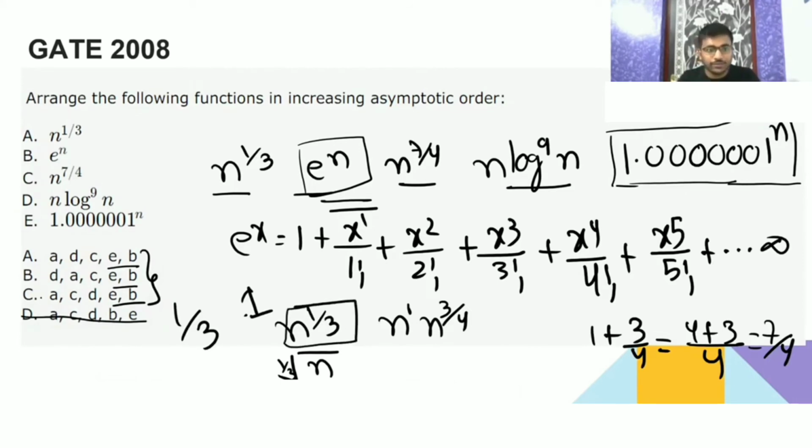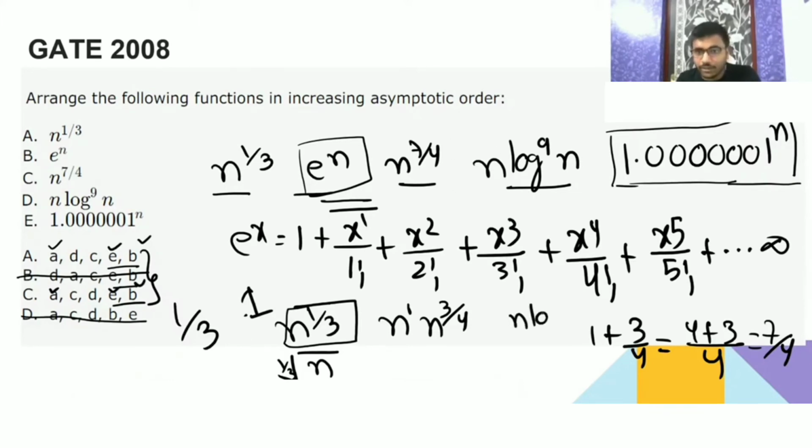So this means this is incorrect because it is written d here. So a is the smallest. Till this, a is the smallest. Till this we have compared. Now we have to compare d and c. This is d and this is c.